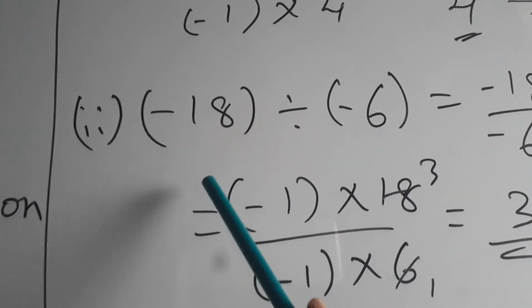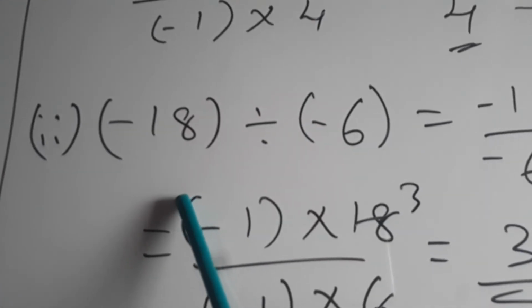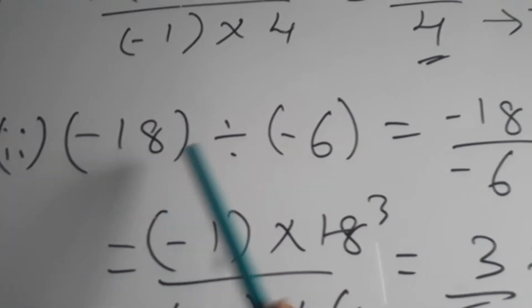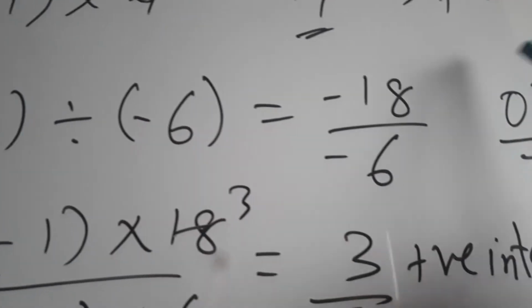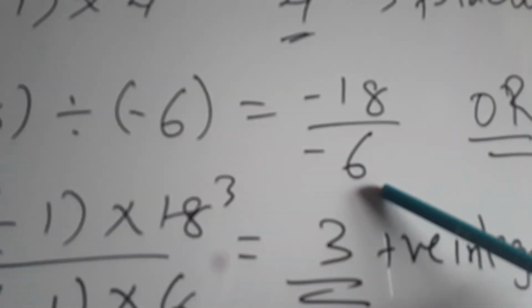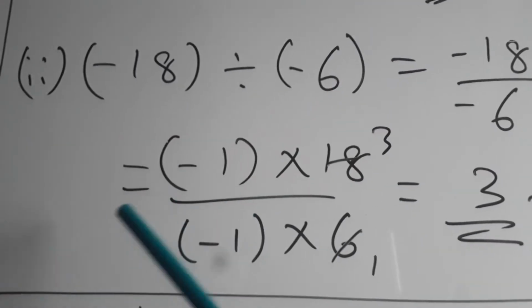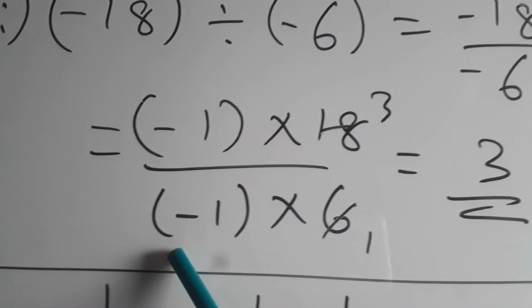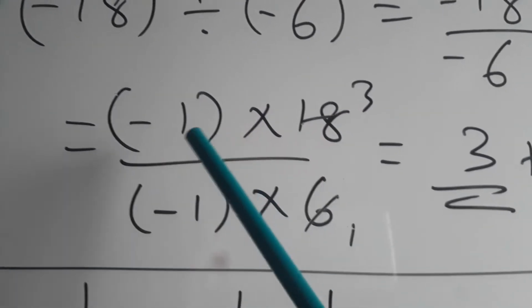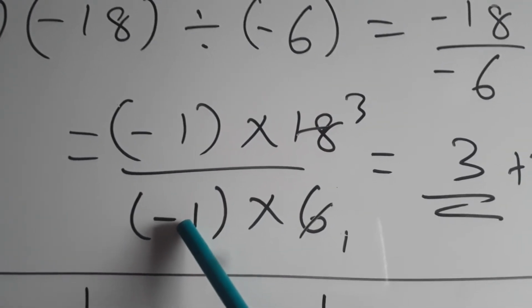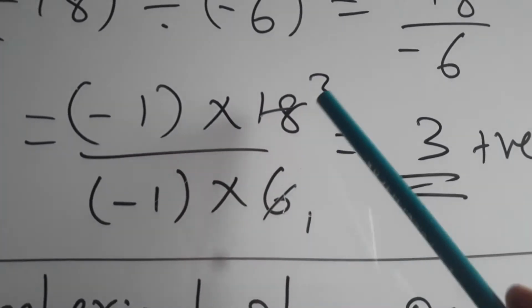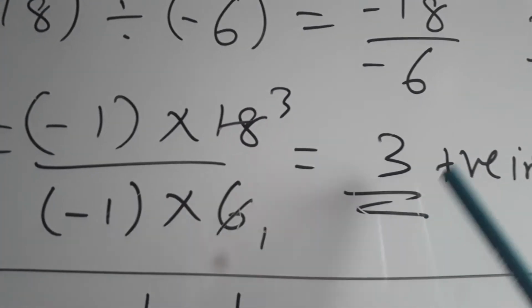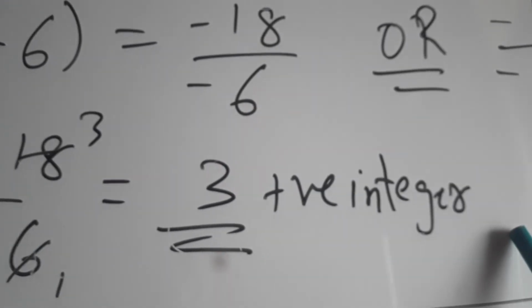Take a second example where it is exactly divisible. Minus 18 divided by minus 6. Both are negative integers. So I am dividing minus 18 by minus 6. Take it as minus 1 into 18 upon minus 1 into 6. Minus 1 will get divided, so there is nothing in that. 18 upon 6, 6 ones are 6, 6 threes are 18. I get the answer 3. 3 is a positive integer.